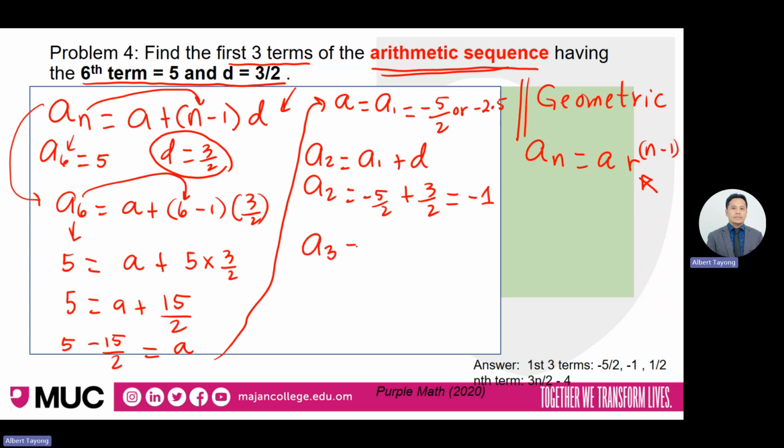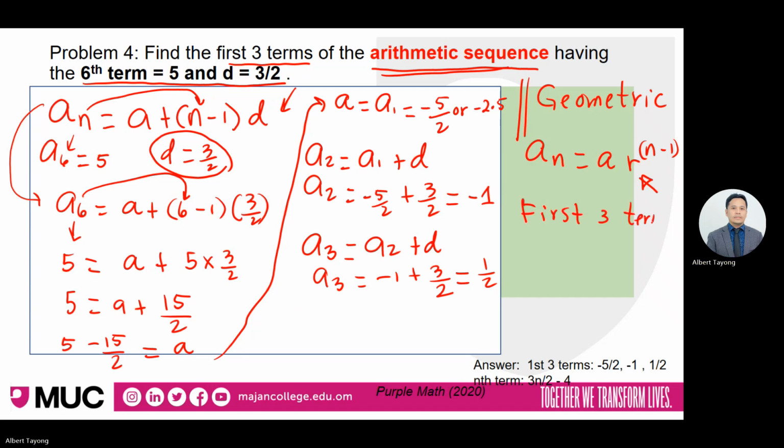And the third term equals the second plus the d again. So that is negative 1 plus 3 over 2, which is equal to 1/2. So the first three terms are negative 5 over 2, negative 1, and 1/2. That will continue forever.